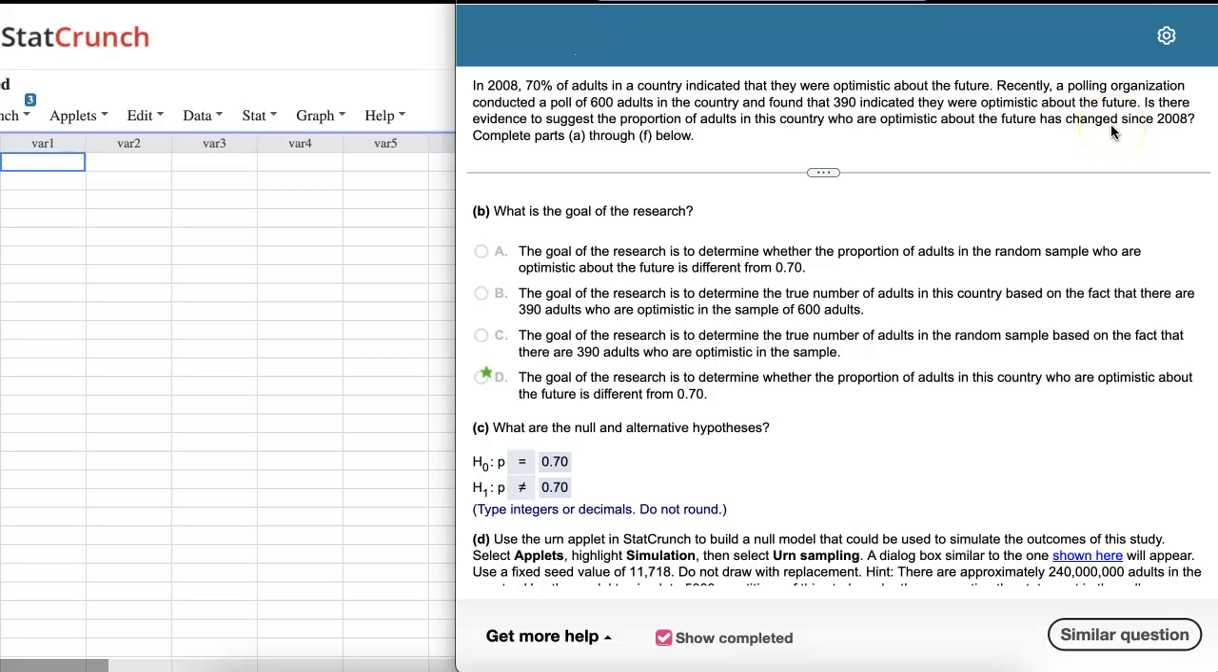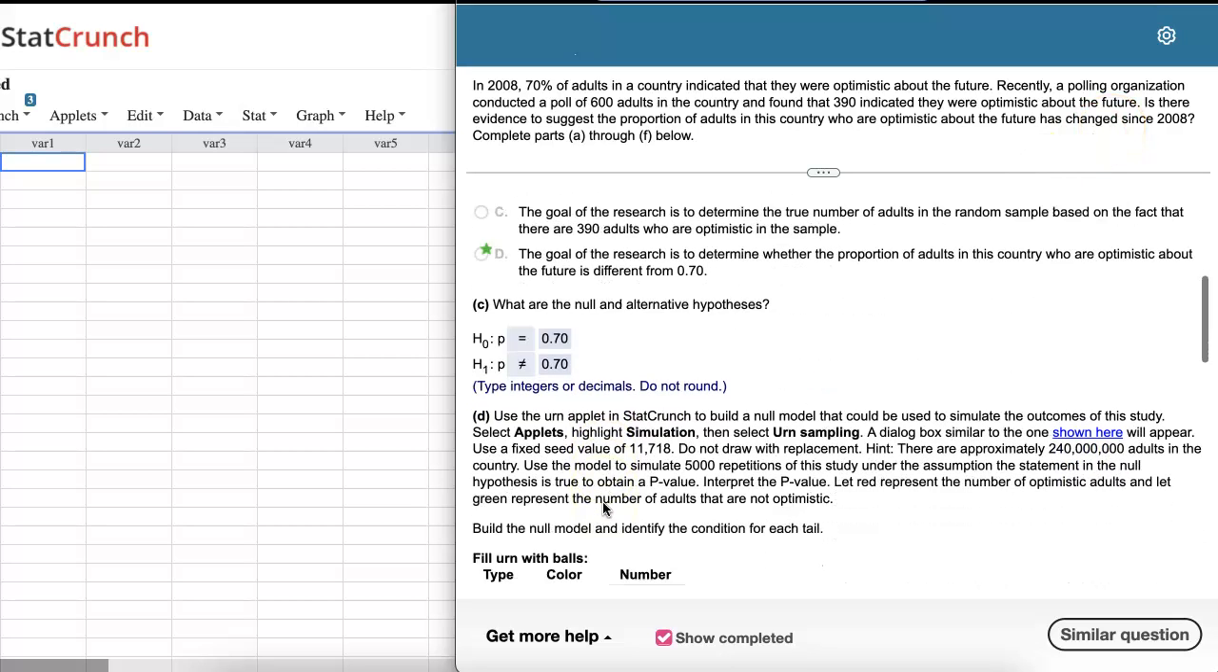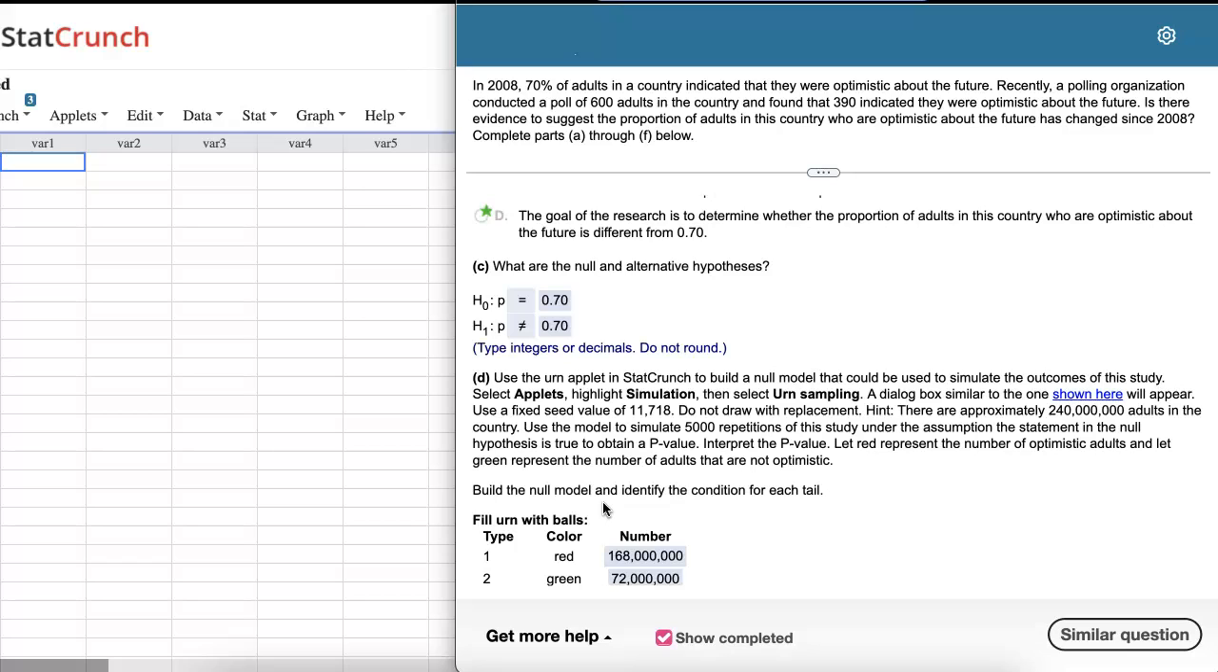So is it different? Now, how we write that as a null and alternative hypothesis is like this. Our null hypothesis is that the population proportion is 0.7. And the alternative hypothesis is that the proportion is different than 0.7. So just not equal to 0.7.